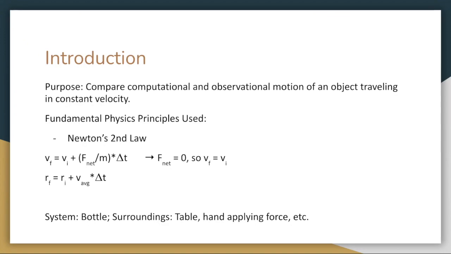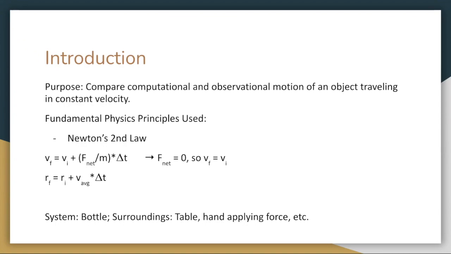If our F net is zero, that basically means that our velocity update equation, which is originally V final equals V initial plus F net over m times delta t, will turn into V final equals V initial. This makes sense because our goal of this experiment is to track something going through constant velocity, so our initial and final velocity should be the same.